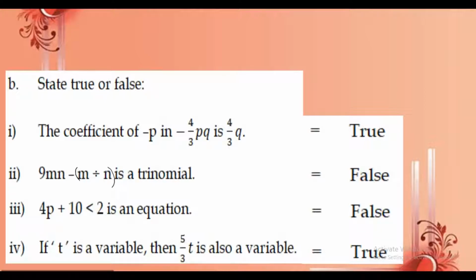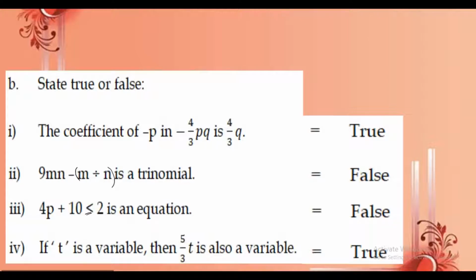The next, 4p plus 10 less than 2 is an equation. Is it? It is not an equation. Why is it not an equation? Because less than means it is an inequality. So, it is not an equation.